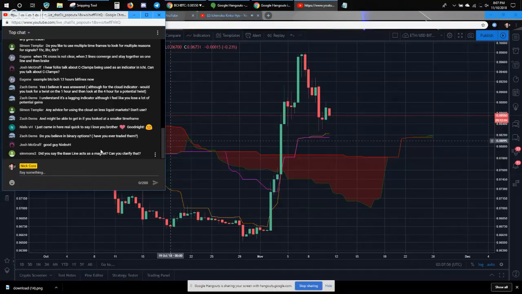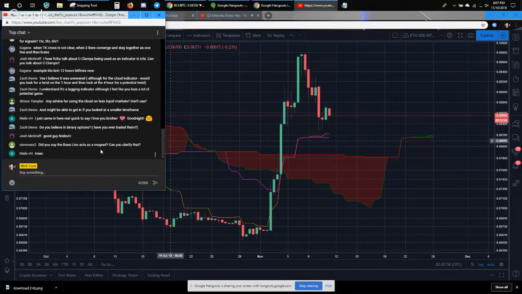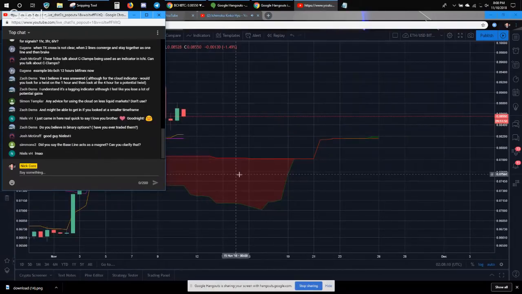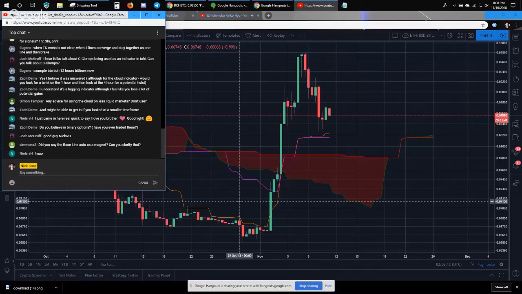No, I did not say that. Simmons asked, did you say the baseline acts as a magnet? I did not say that. If I did, that was a mistake. I was saying that the top of the Kumo or the bottom of the Kumo will act as a magnet. The baseline typically acts as a support or resistance level, a secondary support or resistance level.